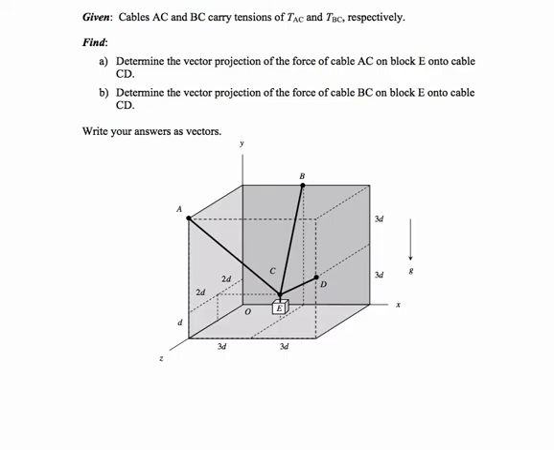So for example, we're talking about the tension force FAC here. It acts from C to A. Then the force FBC is acting toward B. And we want to first project FAC onto cable CD and then project FBC onto cable CD. In the end, write these projections as vectors.